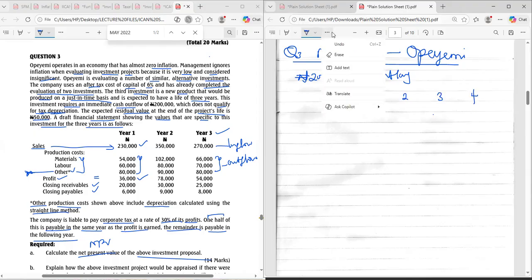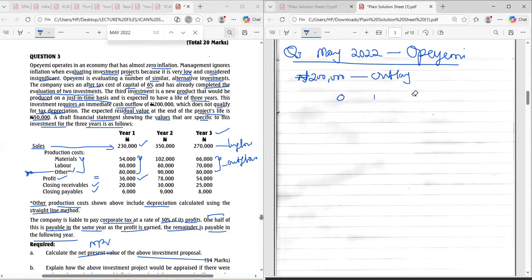Let me get more space. I can try not to even start from year 0. I will just start from year 1. I will still do it and get my answer. Year 1, year 2, year 3, and year 4. Are we good? 0 is not part of the project now. 0 is the year of investment.